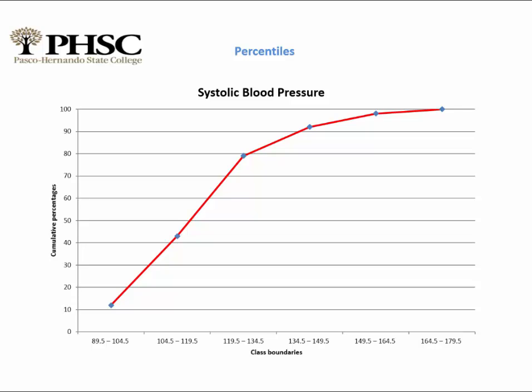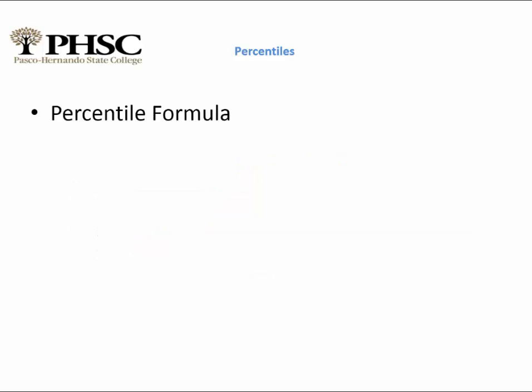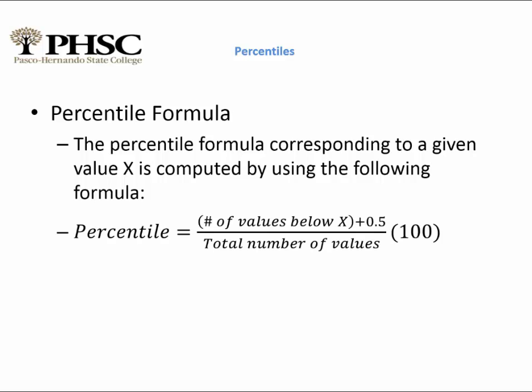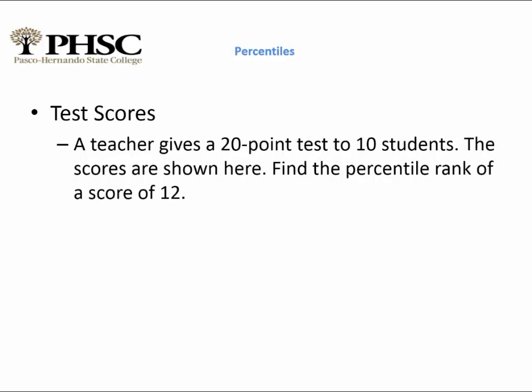So the next thing we're going to talk about is the percentile formula. The percentile corresponding to a given value x is computed using the following formula. So percentile is equal to the number of values below x plus 0.5 divided by the total number of values times 100. So this is what it looks like.